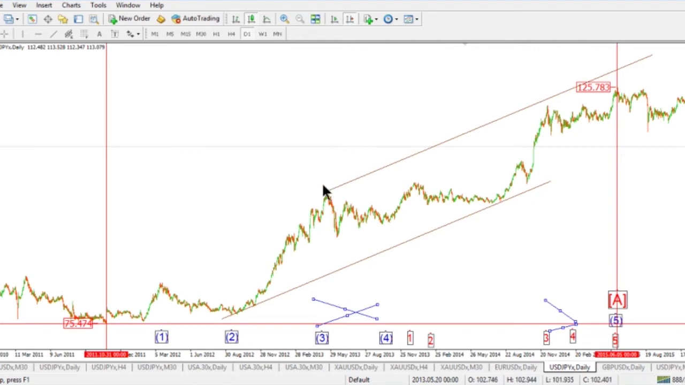The first thing I'm attracted to is this central contraction here. Now I know that looks very like a contracting triangle. And I know a few things about contracting triangles. I know that they usually happen in either B waves or fourth waves. So this being a trend move, this being an impulse wave, I'm going to say that that's a fourth wave in the overall structure. So I'll just stick some trend lines around that. And I'm going to say that that's a fourth wave.